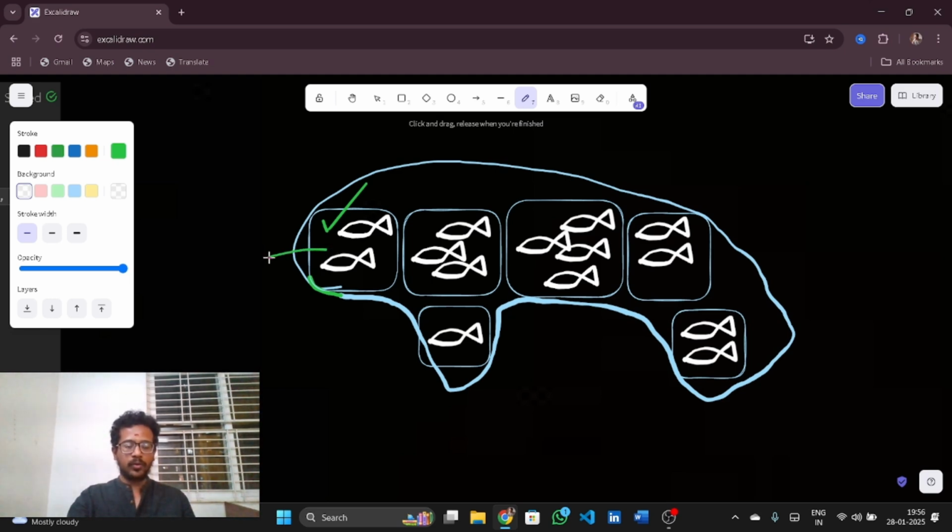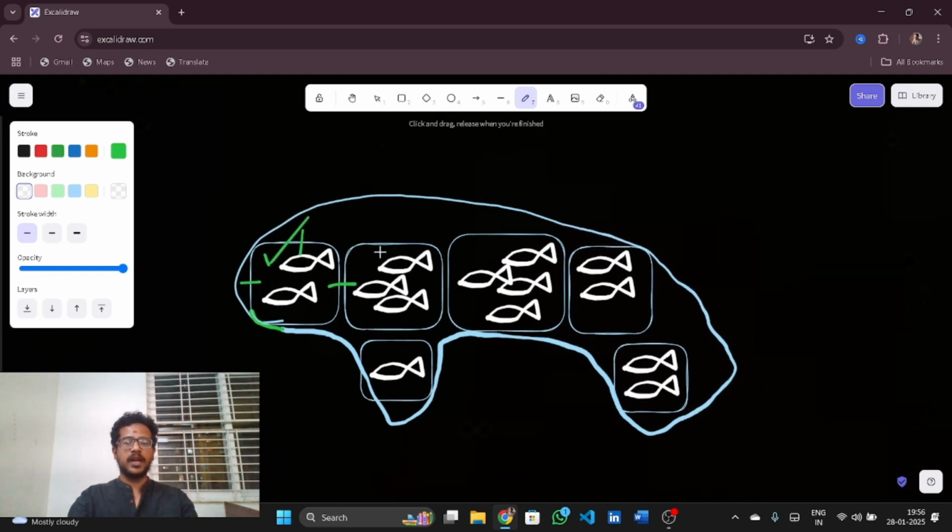Now I can't go left, I can't go top, and I can't go right. Now, I got two fish, right? Initially, I was having only 0, then I got two fish. After that, if I visit this cell, then I'll get 5 fish.